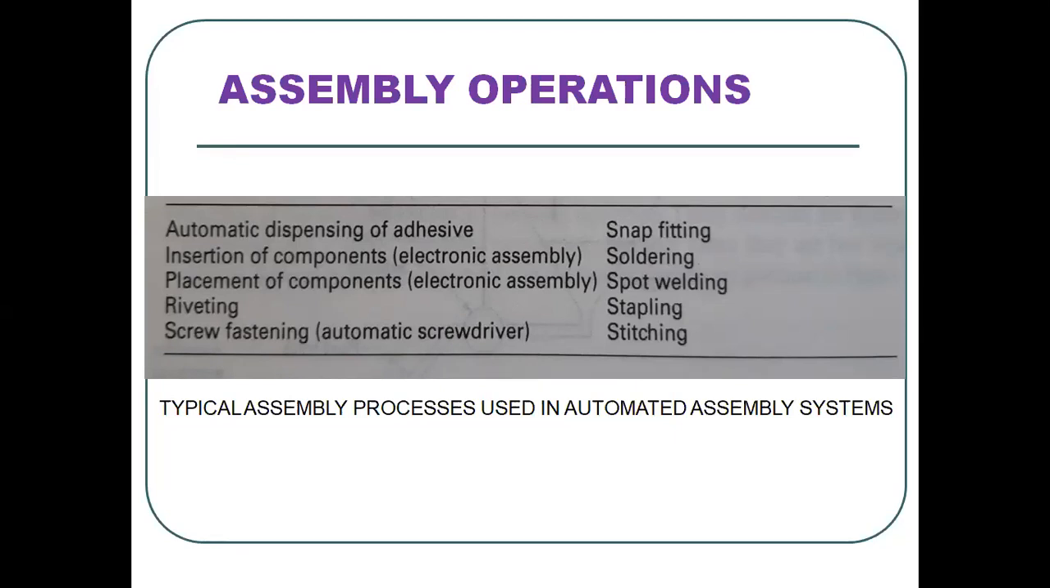And insertion of components, electronic assembly, right? The printed circuit boards are mostly done with automated assembly systems. Riveting, screw fastening, snap fitting, spot welding are more common in the industry. As I was mentioning earlier, automatic robots are being used for spot welding, so you can count the robotic assembly method here also. Some operations are also performed on robotic assembly systems. As I mentioned, both categories are somewhat similar.